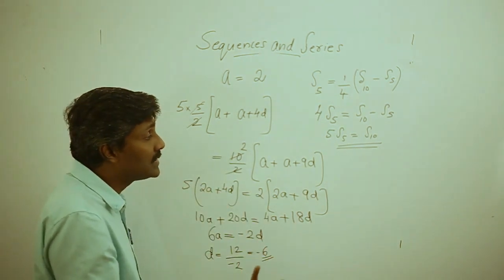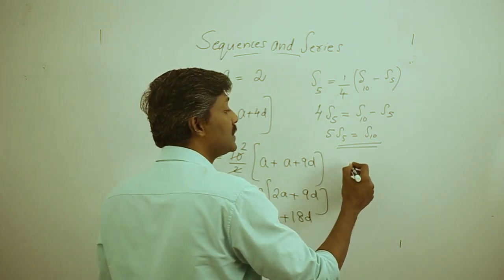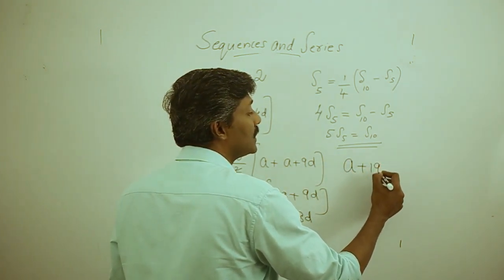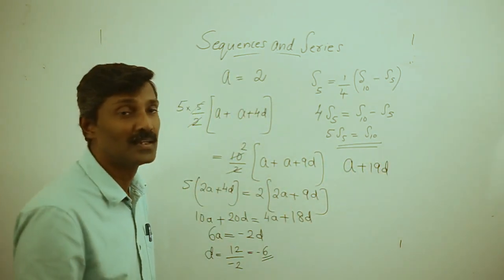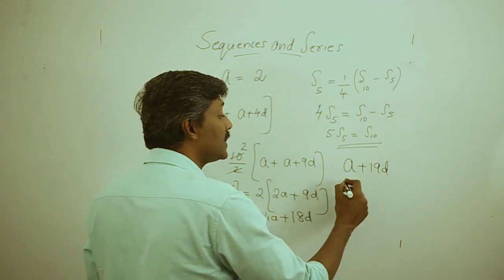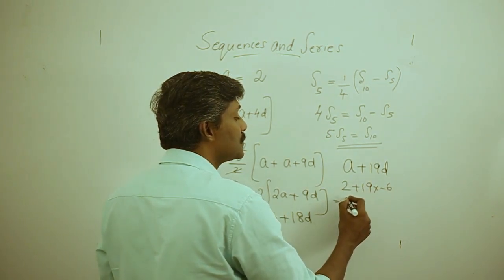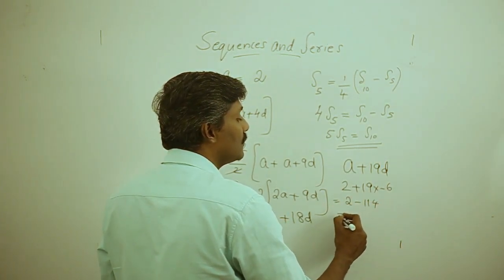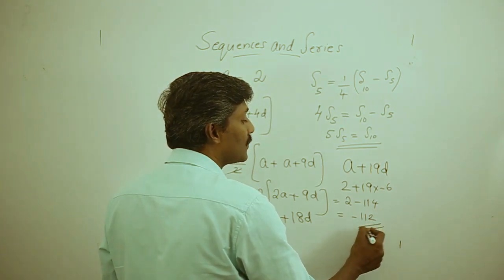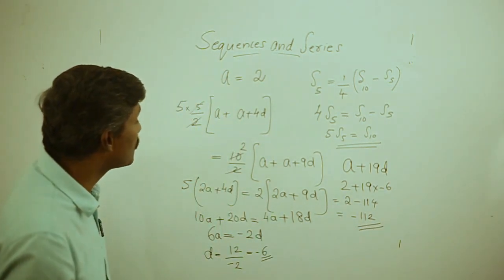Now what is the 20th term? That is the question. So the 20th term is nothing but A plus 19D, right? Now what is A plus 19D? It is 2 plus 19 into minus 6, which is 2 minus 114, which is minus 112. So that is how we solve this problem.